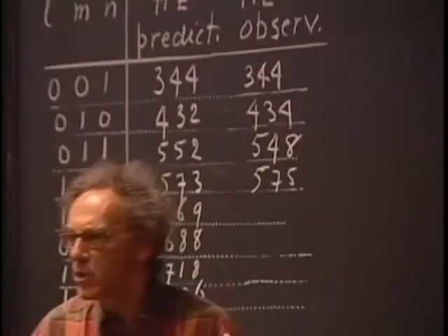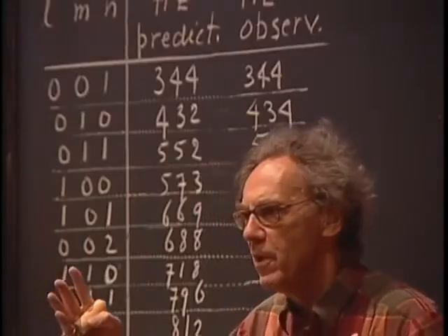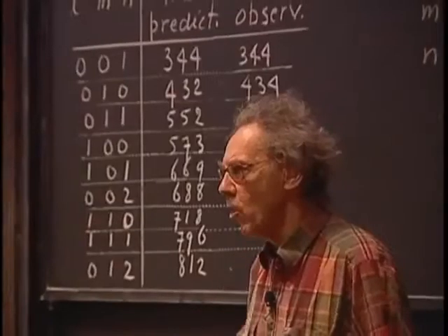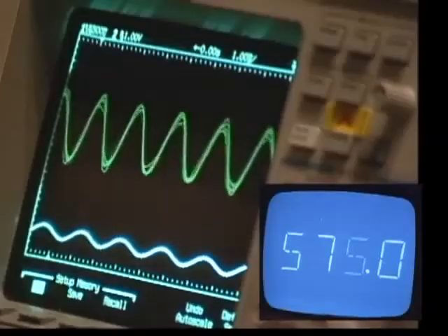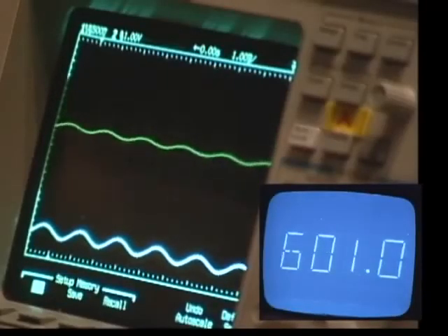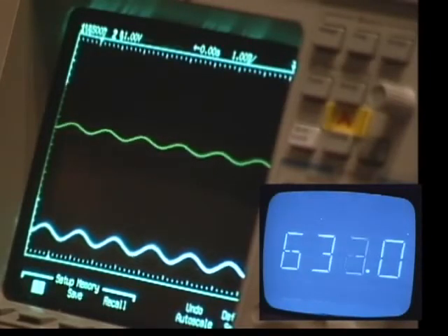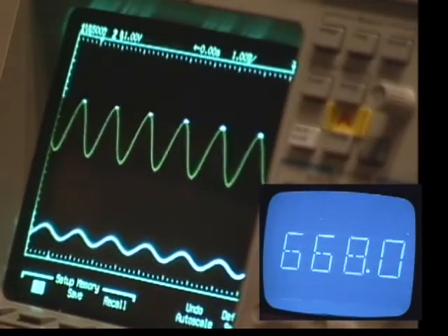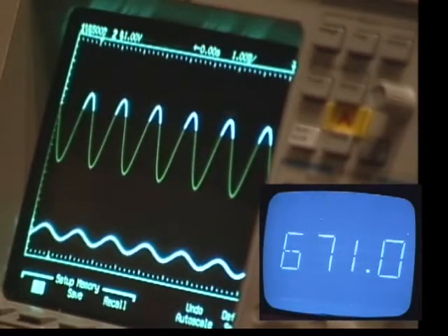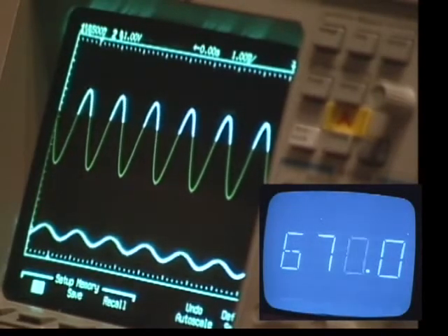Amazing what Mother Nature is doing all the time, making sure that there are pressure antinodes on all the walls. And only then do you see the resonance. The next time. 670.